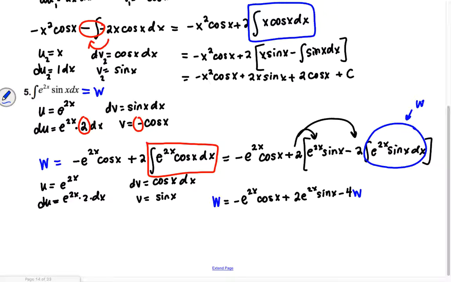So how do we solve for w? Just like algebra, how do I get w's by themselves? Add the 4w over.